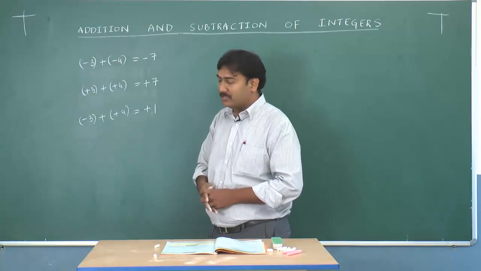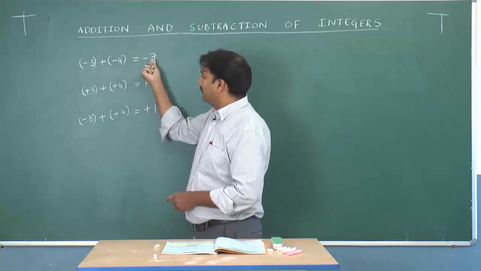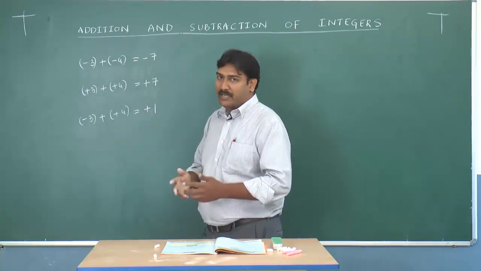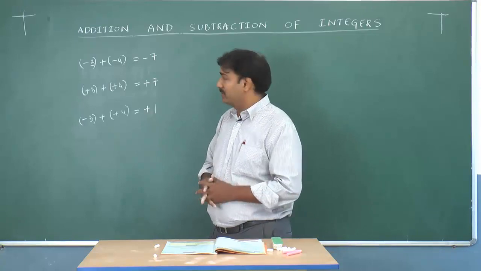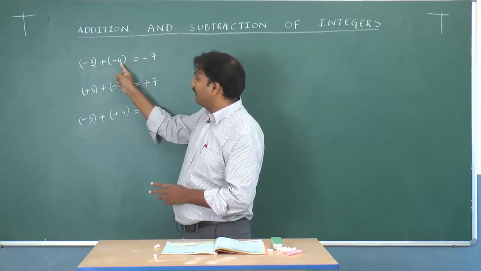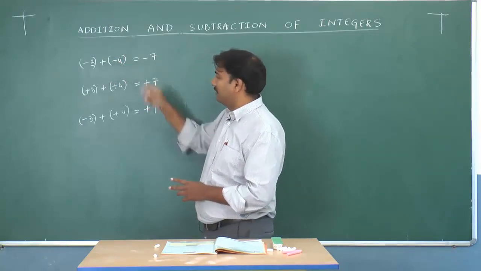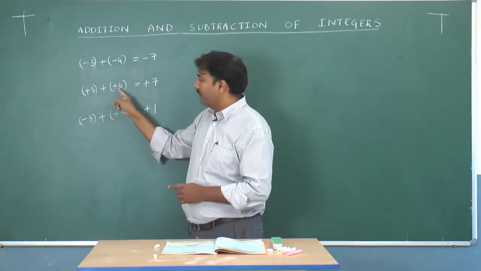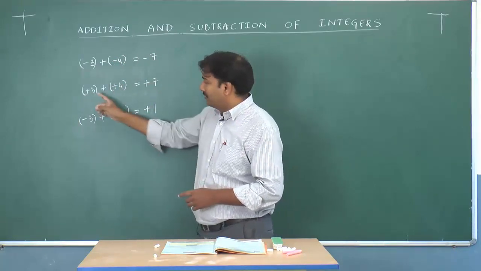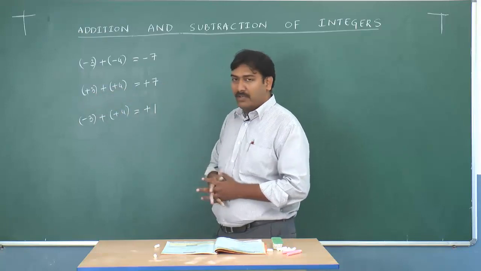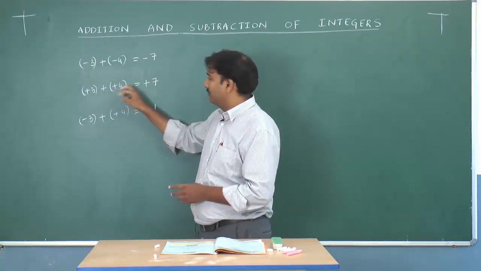Whenever the two numbers have got the same sign, add the numerical values and put the sign that the greater number has, the one with the bigger numerical value. The bigger numerical value is 4, so the minus sign. In the same way here, both the numbers have got the same sign, so add the numbers. The sum of the numerical values is going to be 7 and the greater number has got a plus sign, so put a plus sign.